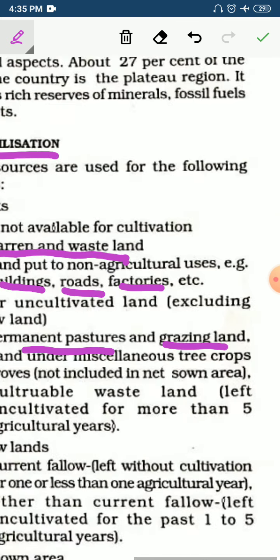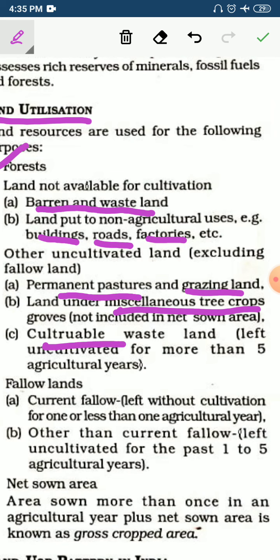The second is land under miscellaneous tree crops. These are the trees which grow naturally and that land cannot be used for cultivation. And the next is cultivable wasteland. Such land is left uncultivated for more than 5 agricultural years.